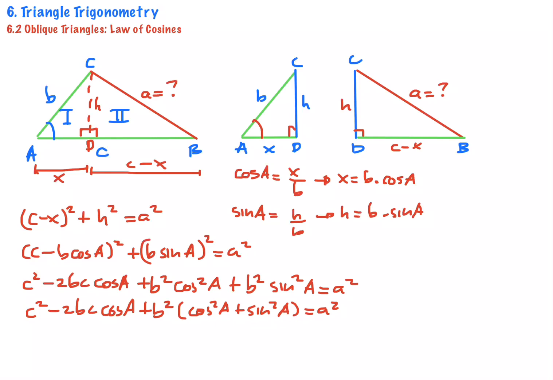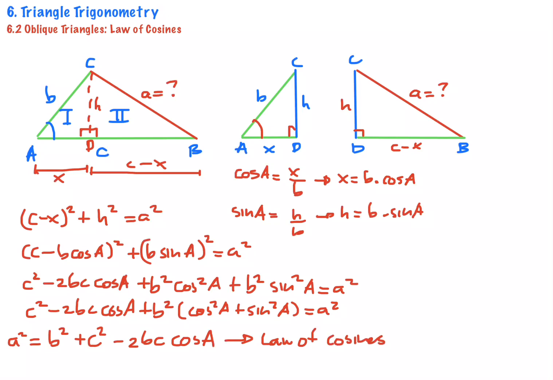So I'm going to rewrite again. I'll put the A square over here. So A square equals B square times 1, so that will be B square added with C square minus 2BC cos A. This is what we know as the law of cosines.